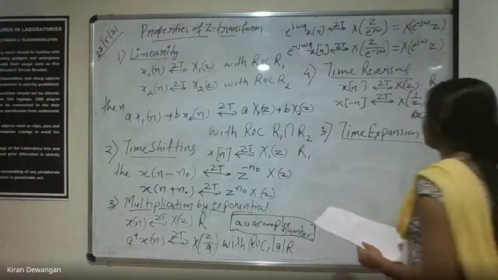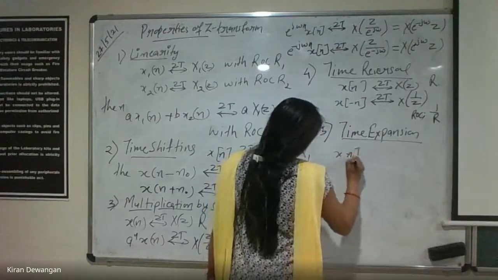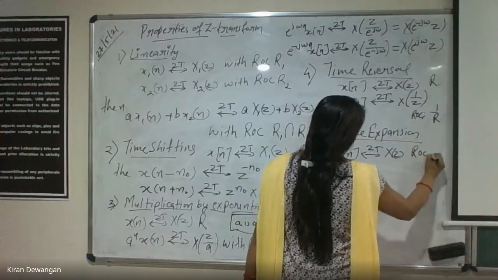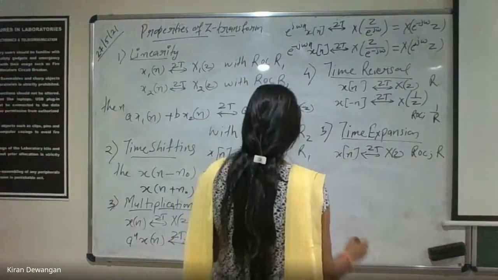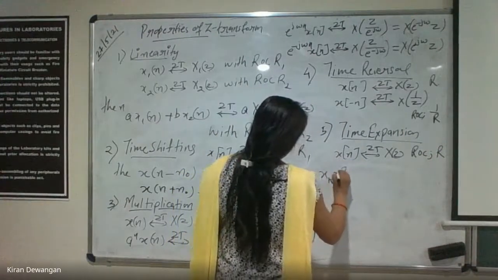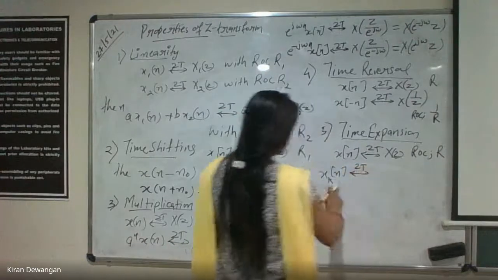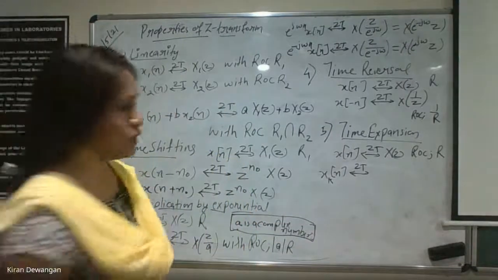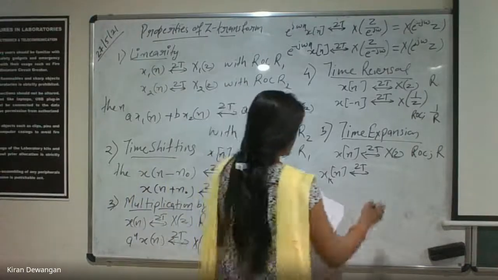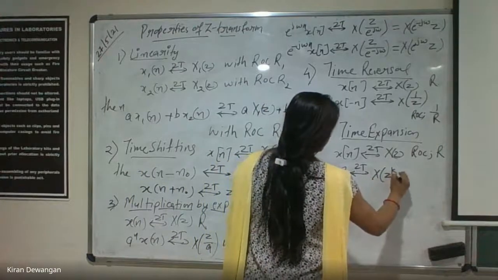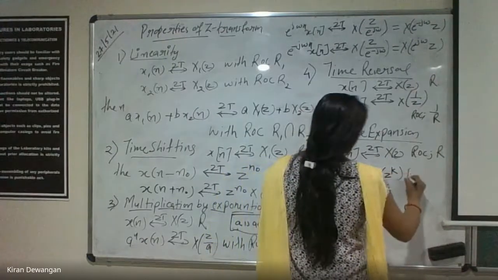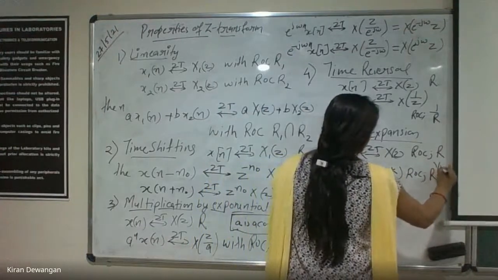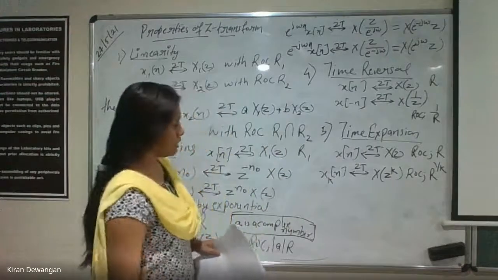Time expansion is an important property again. If x of n has z transform x of z with ROC r, then x_k of n has a different meaning, and what it means I will tell you. x_k of n will have the z transform x of z to the power k, and the ROC of this will be r to the power 1 by k. Now this is what we need to understand.